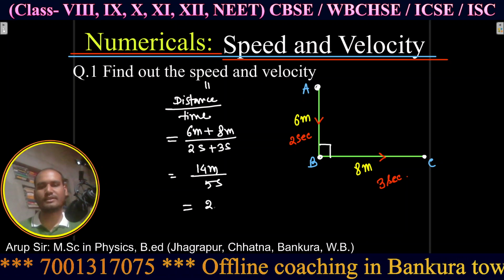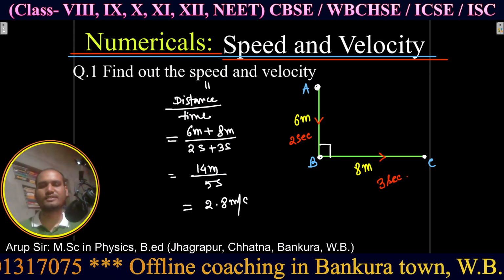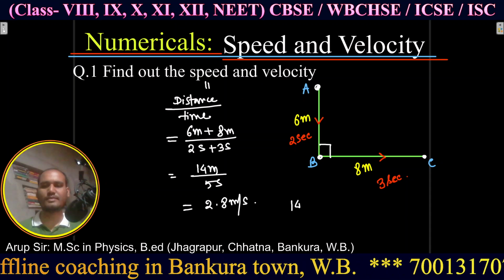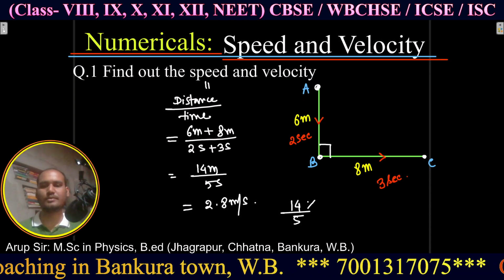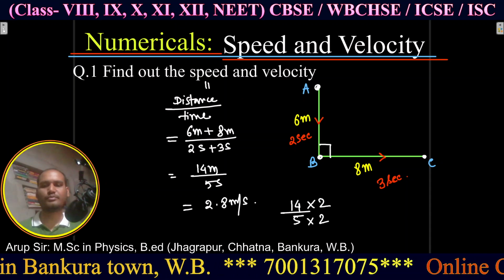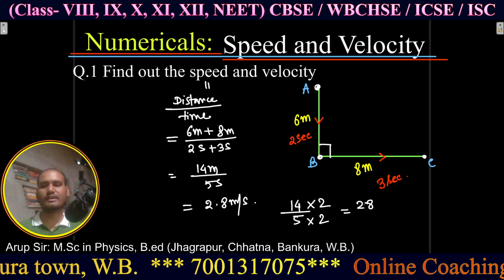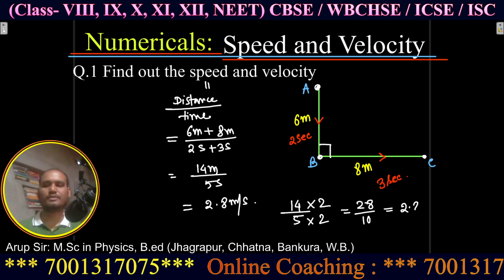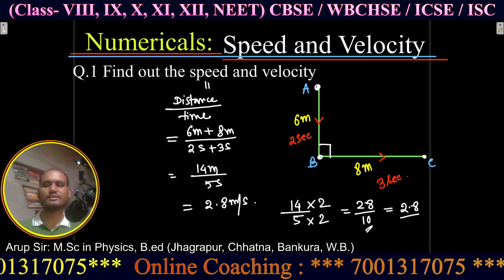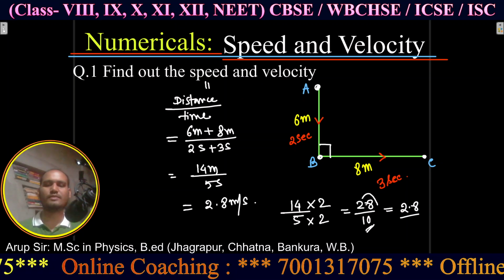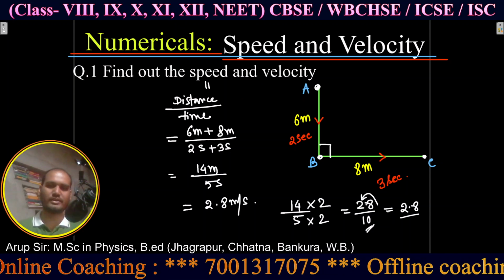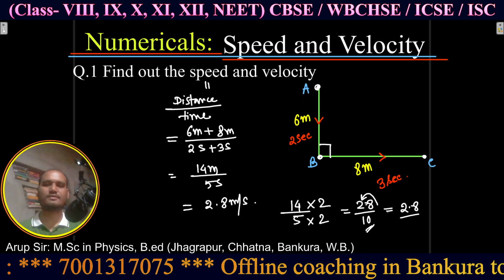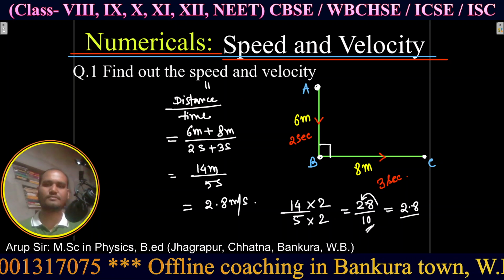So how much are we getting? That is 2.8 meter per second. How am I calculating 14 by 5 much faster? If you multiply both numerator and denominator by 2, you will get 28, and the denominator is 10. So the answer will be 2.8. No need to divide, because it is 10, you can just shift the decimal place and it will come to 2.8. Okay, this is how you can easily calculate the speed. This is simple because distance is already provided, right?